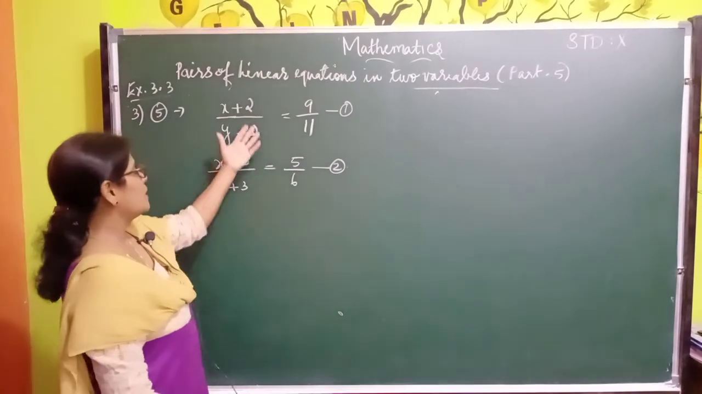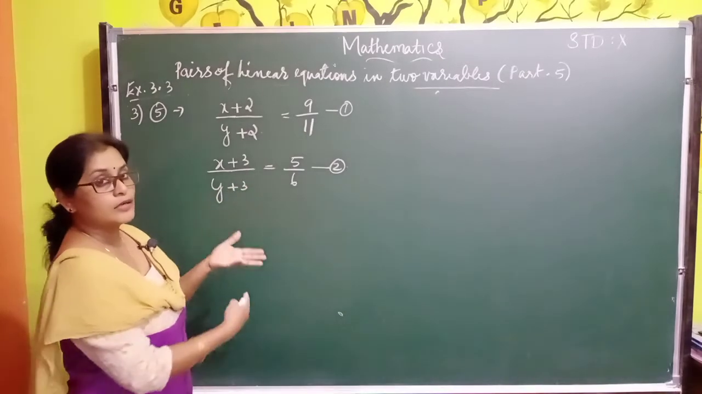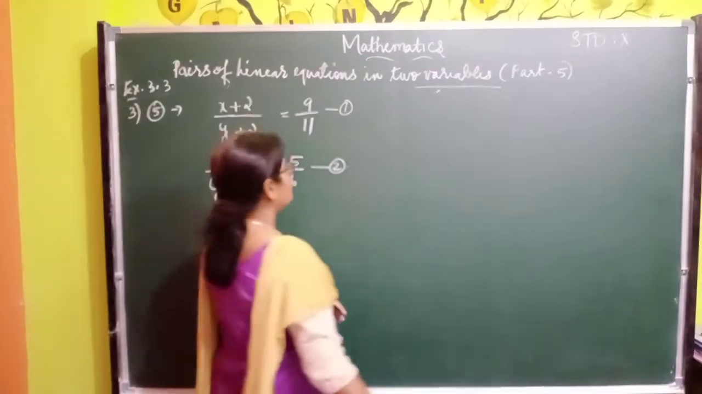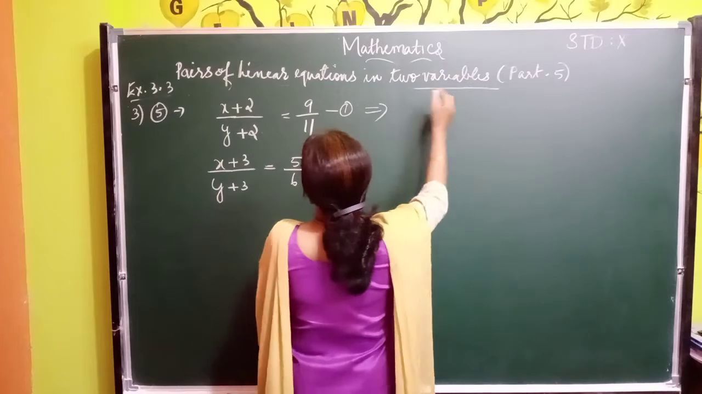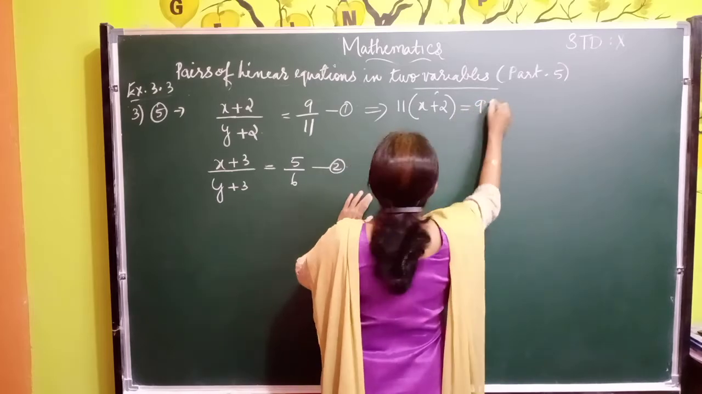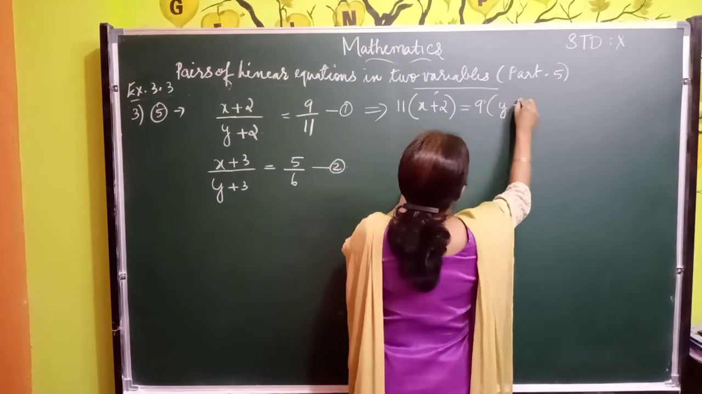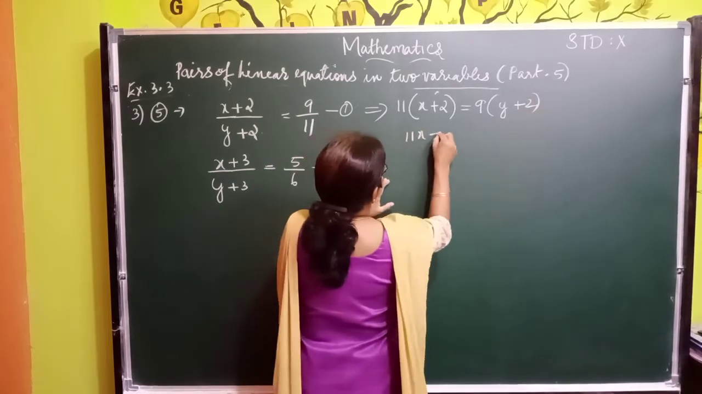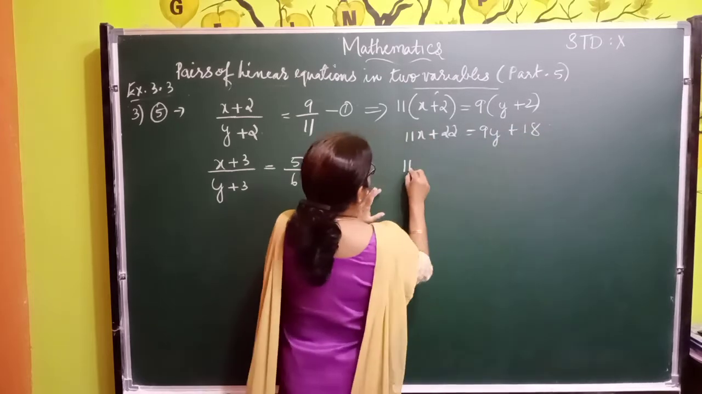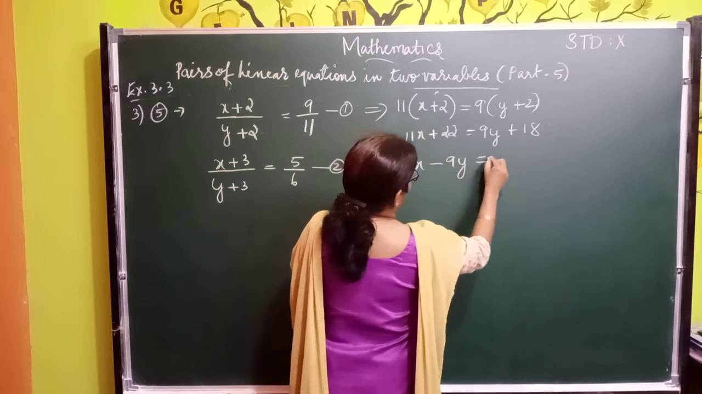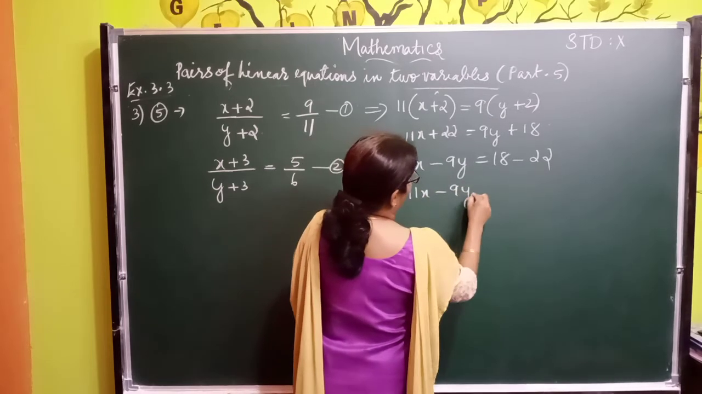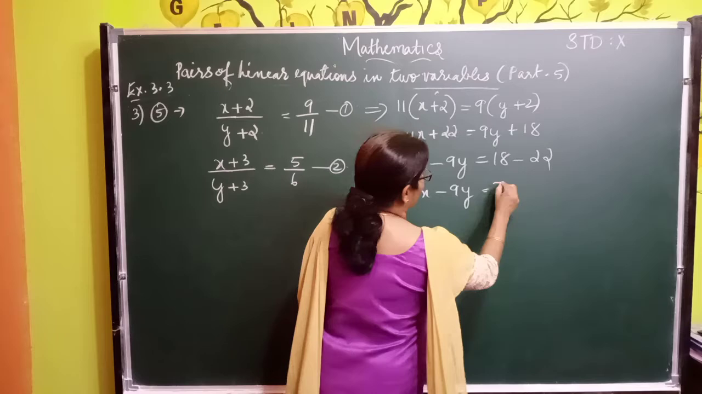Now we have a fraction here. I don't know how to simplify this fraction, so let us cross multiply and get it in linear form. 11 into (x plus 2) is equal to 9 into (y plus 2). So 11x plus 22 equals 9y plus 18. 11x minus 9y equals 18 minus 22. Therefore, 11x minus 9y is equal to 18 minus 22, which is minus 4.